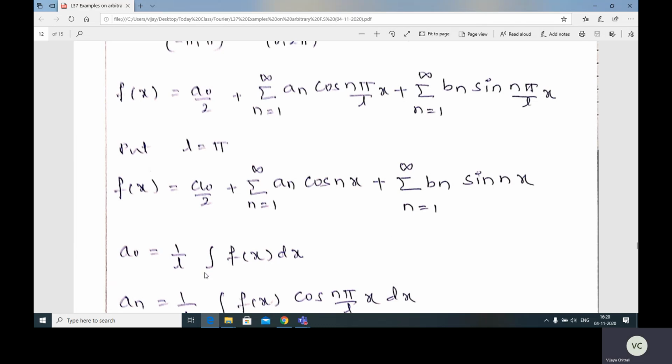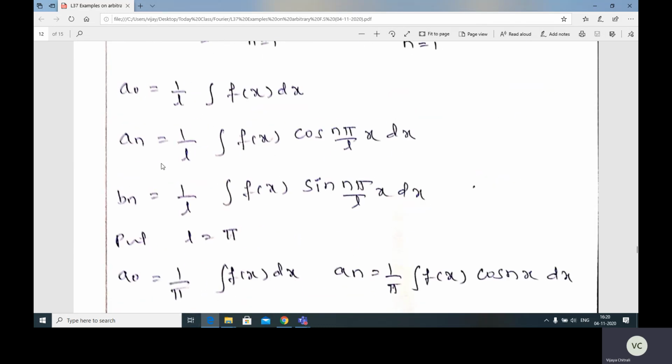I have not taken here any limits, because if the interval is minus L to L, take the limit as minus L to L. If the interval is 0 to 2 pi, take the limit as 0 to 2 pi. So an is equal to 1 by L integration f of x cos n pi x divided by L dx, and bn is 1 by L integration f of x sin n pi x divided by L dx.